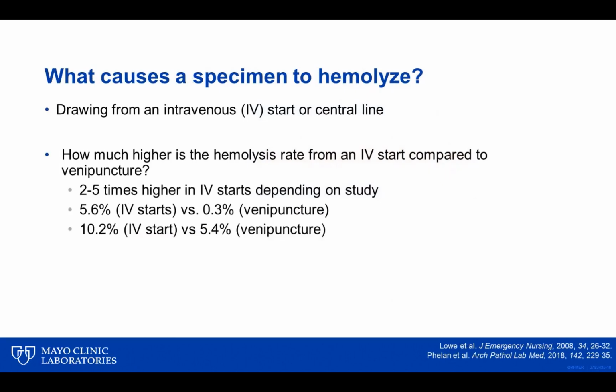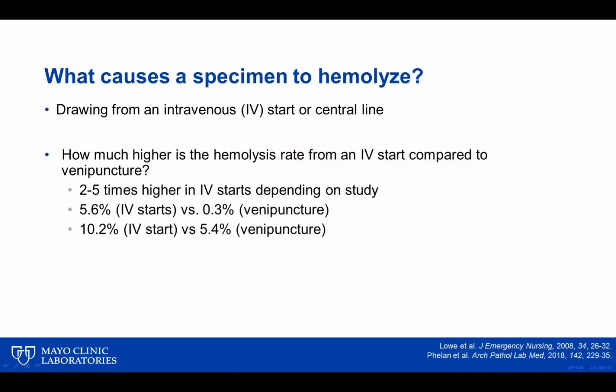All right, so when we look at the causes of specimen hemolysis, the first thing we think of is drawing from an intravenous or IV start or central line. And so how much higher is hemolysis from an IV start compared to venipuncture? Well, depending on the study, it can be anywhere between 2 and 5 times higher in IV starts.